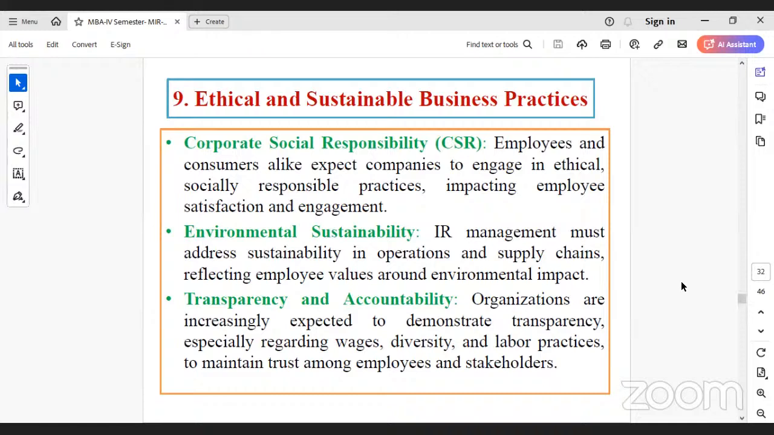The corporate social responsibility. Any company, if they're earning more than a certain amount, has to contribute to the economy and to the government. So, sustainability in industrial relations management.